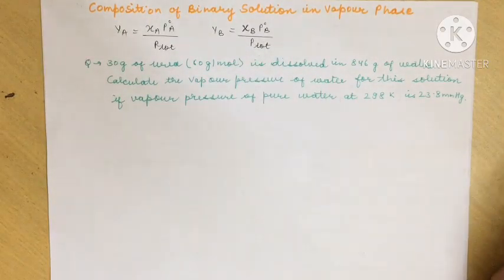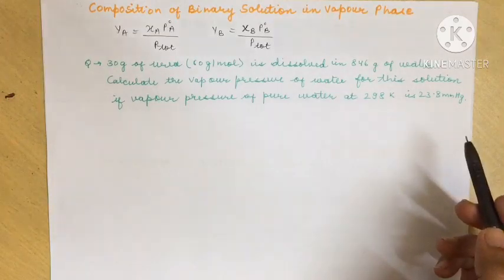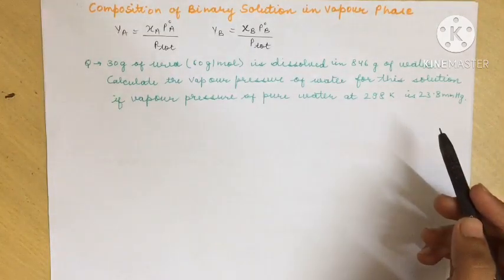Let us solve one question based on the previous knowledge. Question is: 30 gram of urea, whose molar mass is 60 gram per mole, is dissolved in 846 gram of water. Calculate the vapor pressure of water for this solution, if the vapor pressure of pure water at 298 Kelvin is 23.8 mm Hg. So first of all, you see here, what do we have to calculate? We have to calculate the vapor pressure of the water for this solution. Now how do we calculate this?